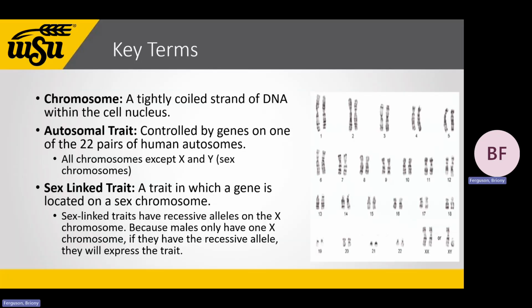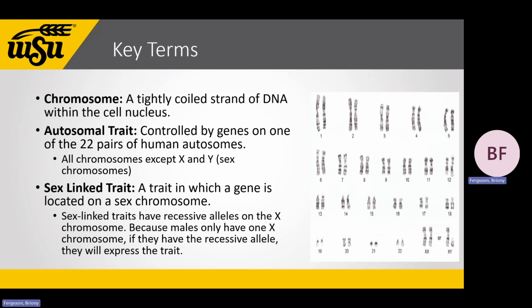So some key terms. A chromosome is just a tightly coiled strand of DNA within the cell nucleus, but there are actually two types of chromosomes. There are autosomes, and these are going to be your 22 pairs of chromosomes aside from your X and Y.